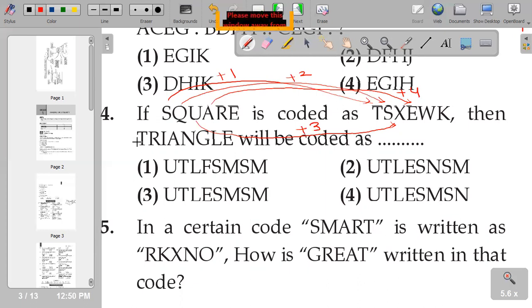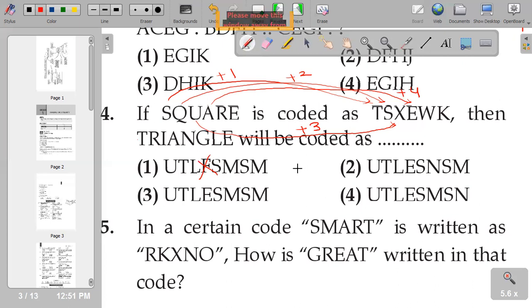So T, when we add 1 to T, it will become U. All four options are U. Good. R, when we add 2 to R: R, S, T. Good. Again, all the options are T. I, we have to add 3: I, J, K, L. All the options are L. Good. Don't worry. A, we will add 4: A, B, C, D, E. So E. Option 1 is wrong. Again, all the options are left with E.